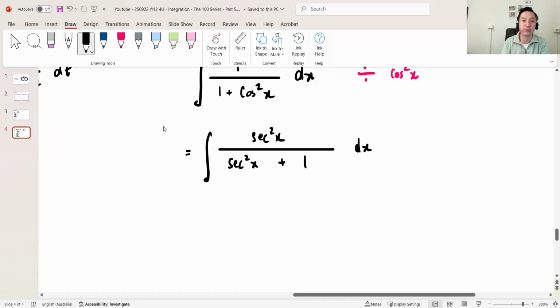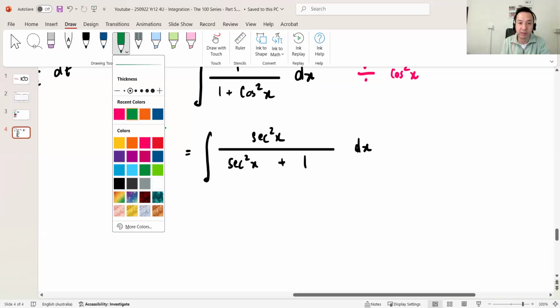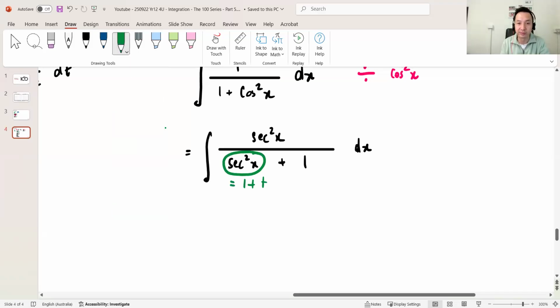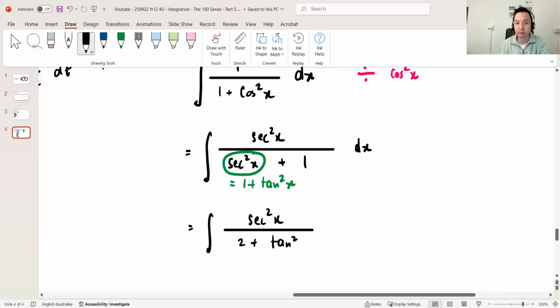Now, what's the relationship here, right? I know that the derivative of tan is sec squared. And right now I have sec squared on top. So if I can make the bottom an expression with just tan, I can reverse chain rule this, right? So guys, we know that sec squared equals 1 plus tan squared, right? So if I put that in, that's like sec squared all over 2 plus tan squared dx.